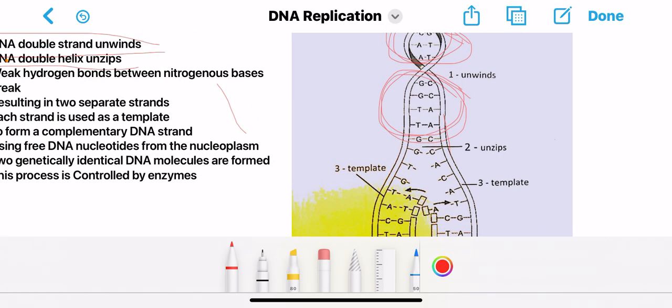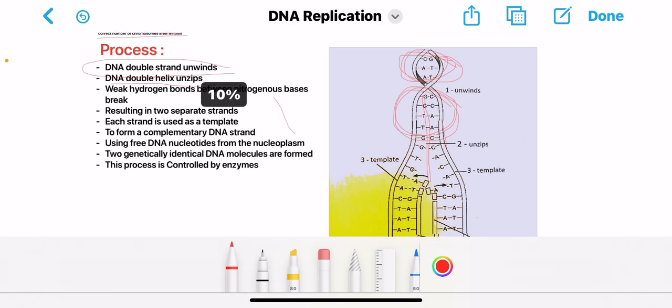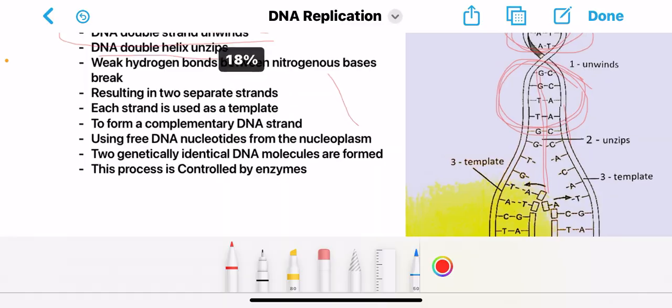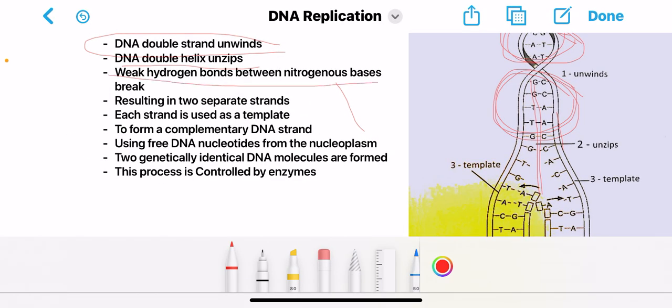It is separating. If you are unzipping your jersey, you are separating the left hemisphere from the right hemisphere so that there can be room for ventilation. Here the DNA double helix unwinds and unzips. Now, weak hydrogen bonds between nitrogenous bases break.